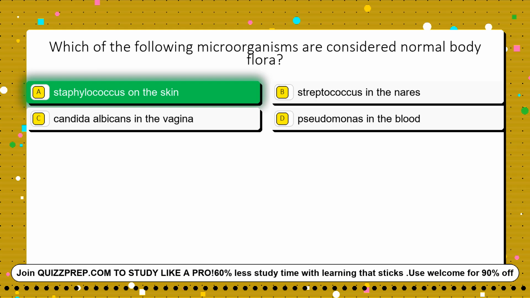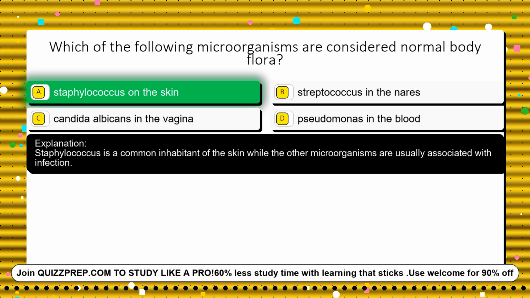The correct answer is option A, Staphylococcus on the skin. Staphylococcus is a common inhabitant of the skin while the other microorganisms are usually associated with infection.